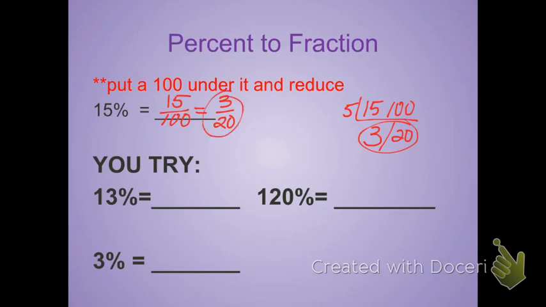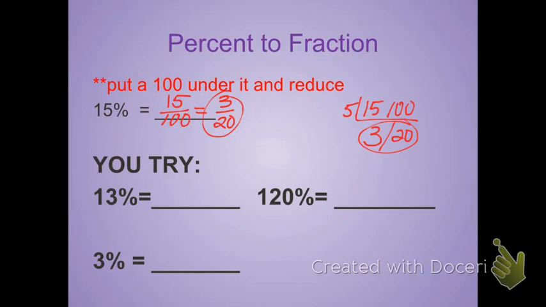Okay, and then there are 3 for you to try. So go ahead and do these. Remember, you're putting it over 100 even if it looks like this. Okay? Even if it looks like that, it's still over 100 because it's 120 out of 100. Okay? So write your 3 answers to these.